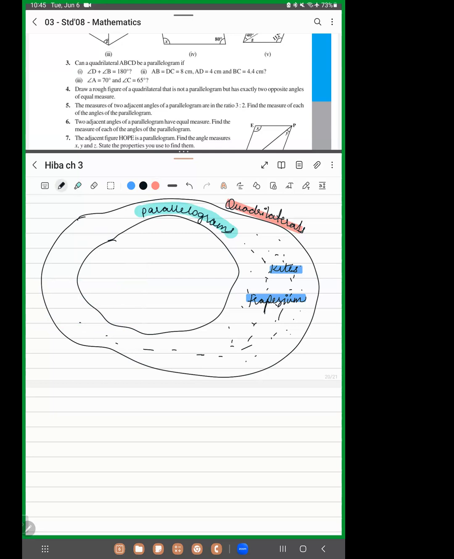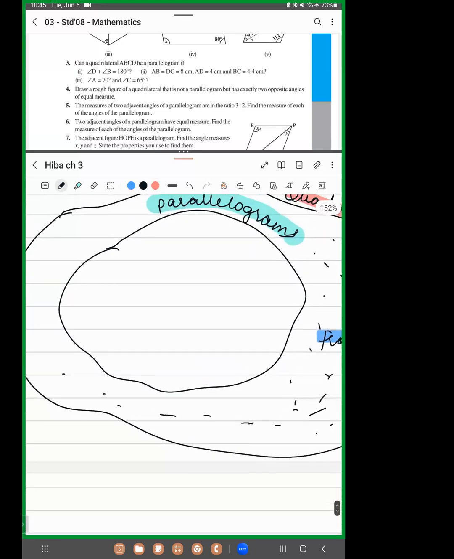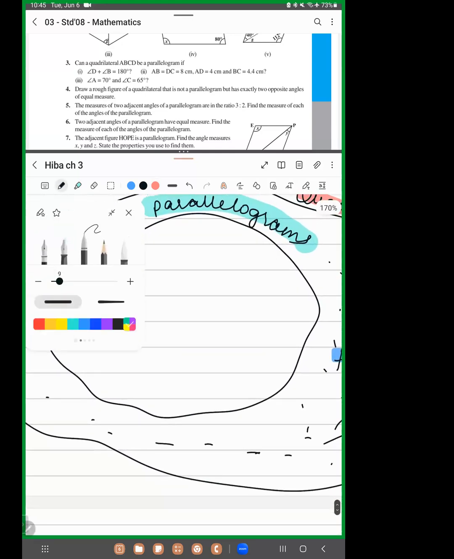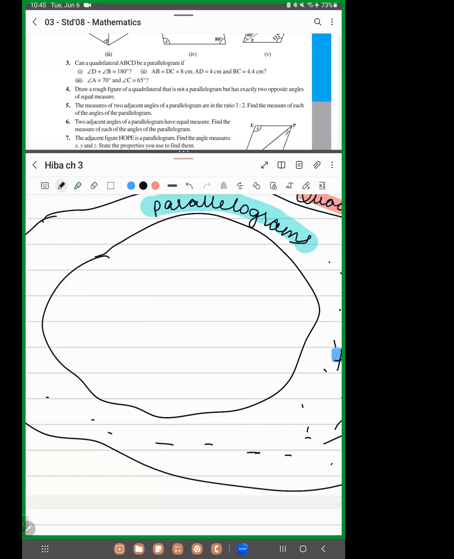Yes. Now, even in parallelograms, let's zoom in a bit. Even in parallelograms, there are rectangles. Let's say there's a whole bag of rectangles. Or I should make it a little bit bigger. There's a whole bag of rectangles. Now, if there are some parallelograms which are not rectangles, they will lie over here.